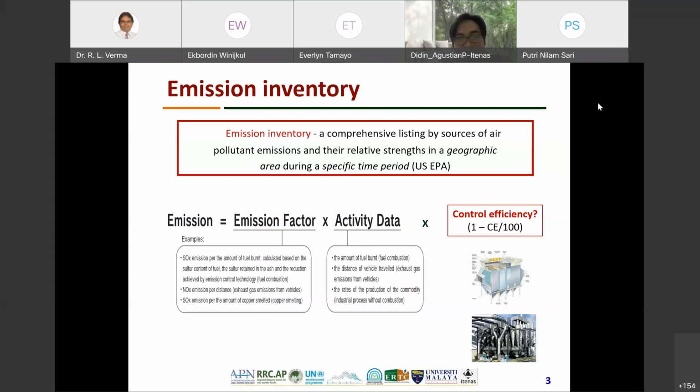So this is the basic equation on how to do the emission inventory. This is one of the big differences between air pollutant emission inventory and greenhouse gases, because in emission inventory for some particular sources, we need to include the information of the control efficiencies. For example, for power generation, you may have an electrostatic precipitator or maybe a cyclone. Then we need to input the value of control efficiency in the estimations.